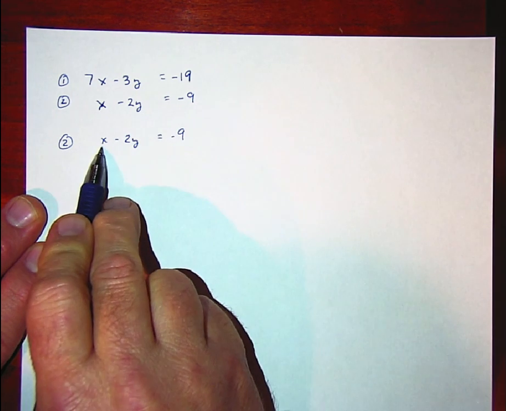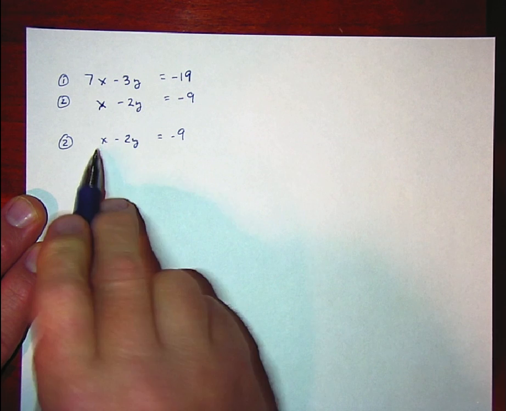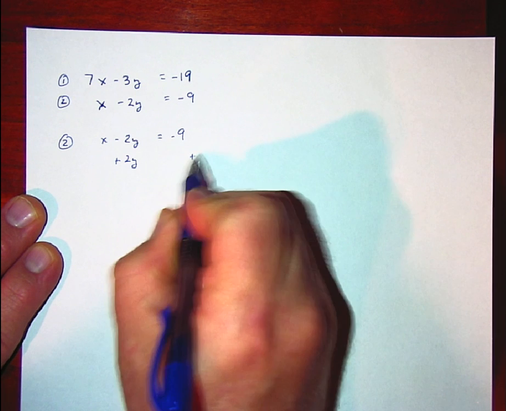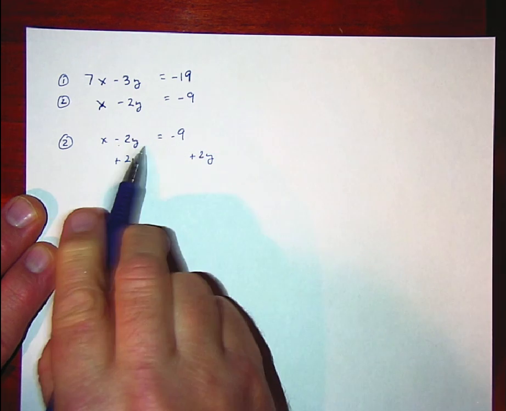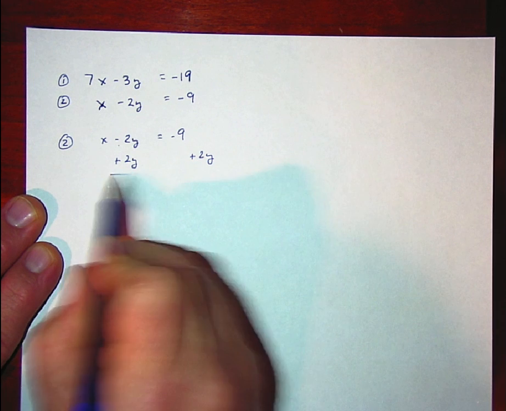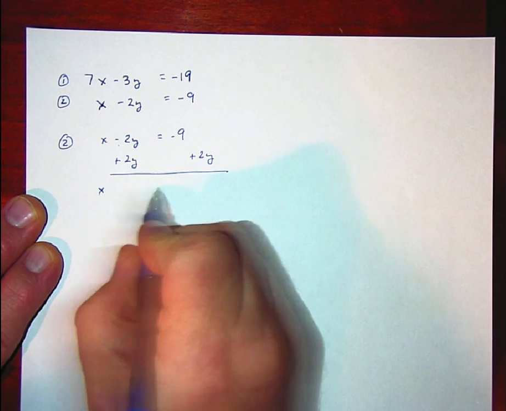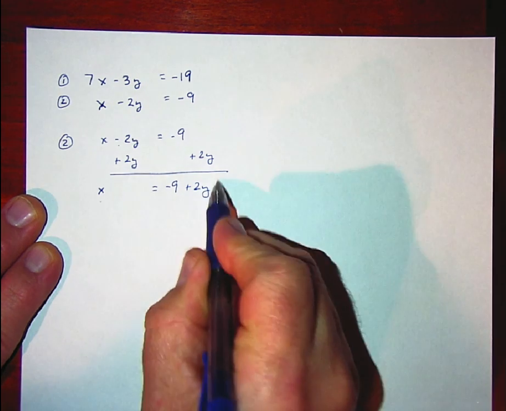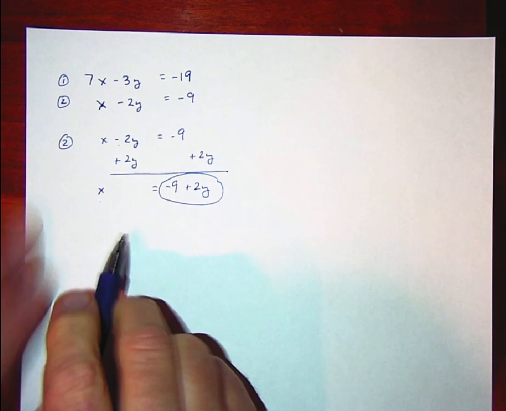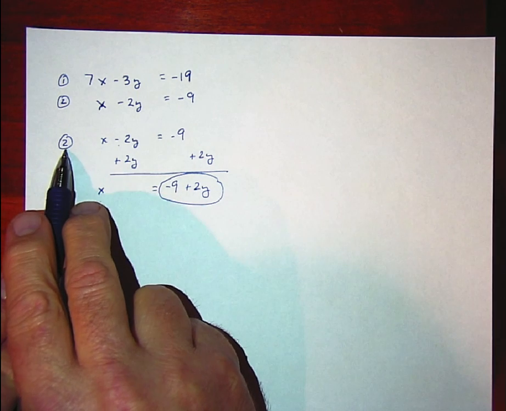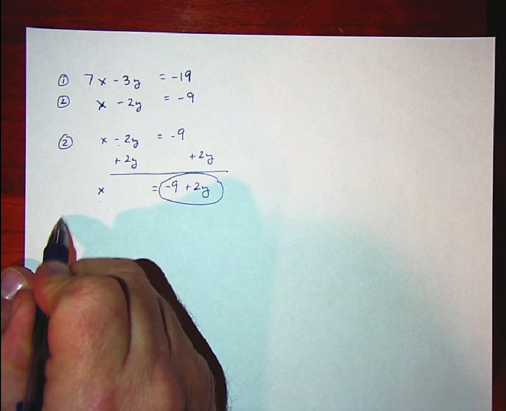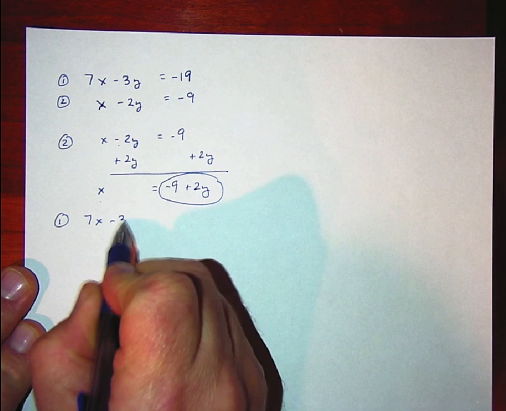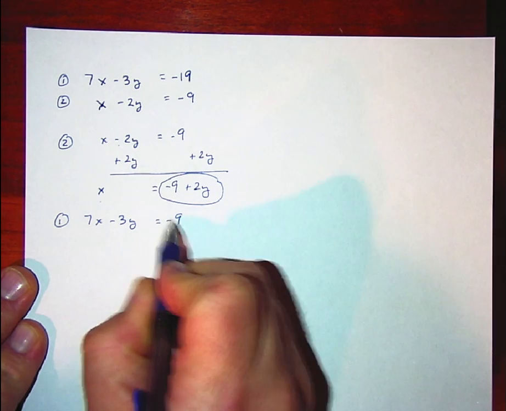To get the x isolated and by itself, isolate the variable, we'll add 2y to both sides of the equation, plus 2y. Doing the inverse operation, inverse of subtraction is to add. So I have x is equal to negative 9 plus 2y. Everywhere I see x, I can substitute this expression. Now I've used equation number 2 to solve for this, so I will plug this variable back into equation number 1. 7x minus 3y is equal to negative 19.